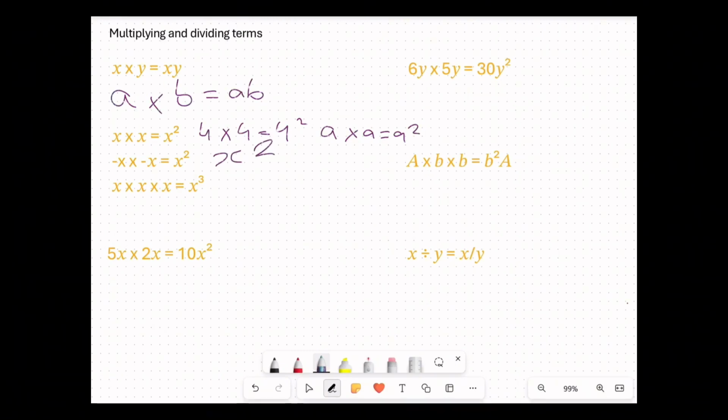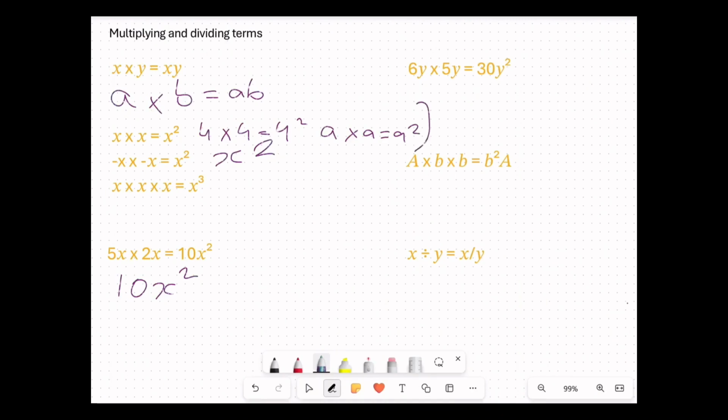Over here we have x times x times x is x cubed. Similarly to x times x is x squared, any number multiplied by itself 3 times would be that number cubed. Next we have 5x times 2x is 10x squared. 5 times 2 is 10, x times x is x squared. The answer is 10x squared.